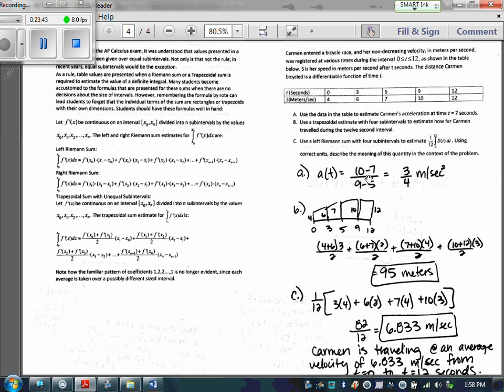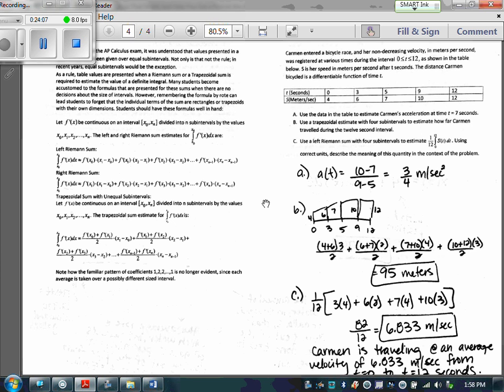You should get 3/4, and what is your units? What do those 10 and the 7 represent? Meters per second, and then what does the 9 and the 5 represent? Another second, so your unit should be meters per second squared. Okay? Kind of tricky.